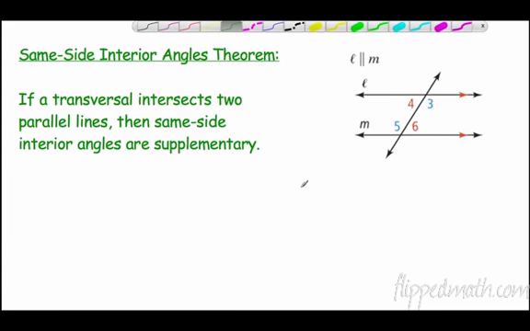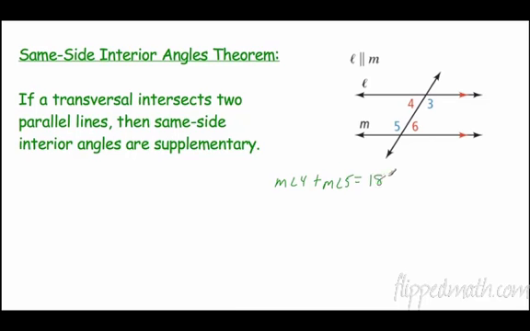All right, here's another one. Same side interior angles. If a transversal intersects two parallel lines, then same side interior angles are supplementary. So, 4 and 5 are same side. What it says is that the measure of angle 4 plus the measure of angle 5 is supplementary, meaning 180 degrees. Likewise, 3 and 6, so the measure of angle 3 plus the measure of angle 6 equals 180. Which is nice because now if I knew angle 4, I could plug in the measure of angle 4, subtract it from 180, and find out what I have.